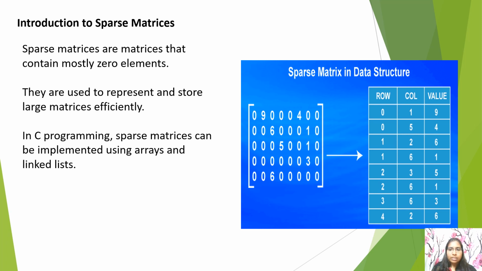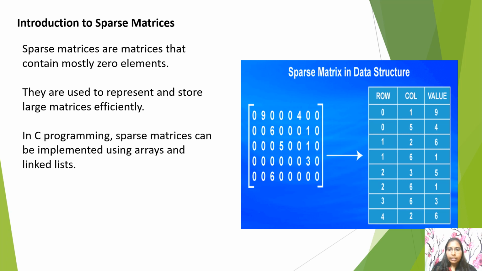Here in row 0 and column 1, the value 9 is a non-zero element, and in row 0 and column 5, the value 4 is a non-zero element, and in row 1 column 2, the value 6 is a non-zero element, and in row 1 column 6, the value 1 is a non-zero element.